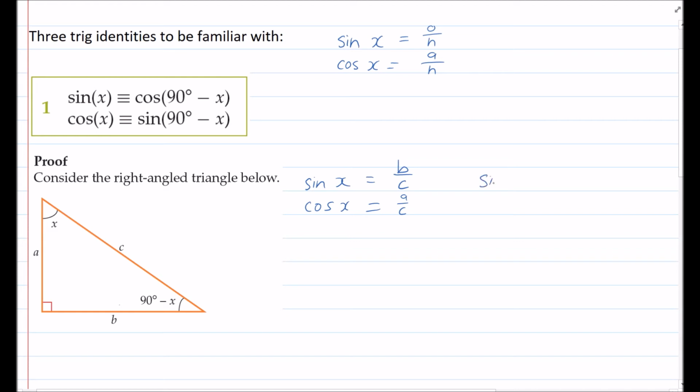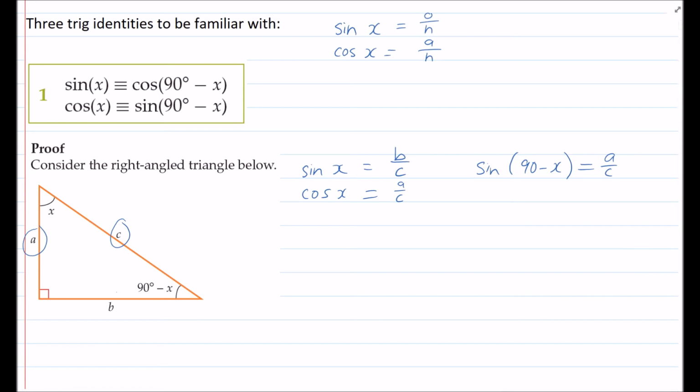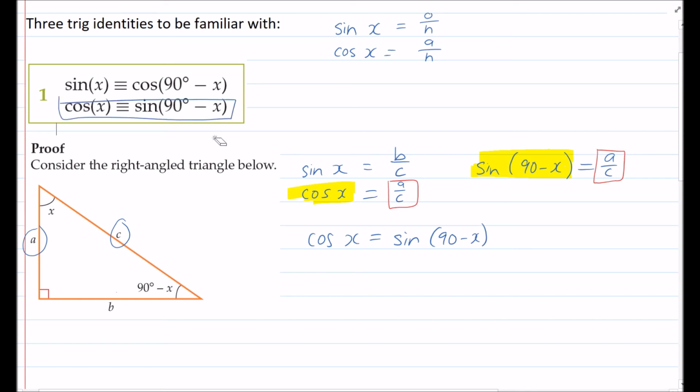Alright, now let's look at it in terms of this angle here. So once again, sine of 90 minus X, that's going to be equal to, once again it's sine, so it's going to be opposite over hypotenuse, so A over C. And we can already see here, hopefully, that we have A over C here and A over C here, which means that this here is equivalent to cos of X, and that's what develops our first relationship here of cos X being equivalent to sine of 90 minus X. So that's our first relationship there.